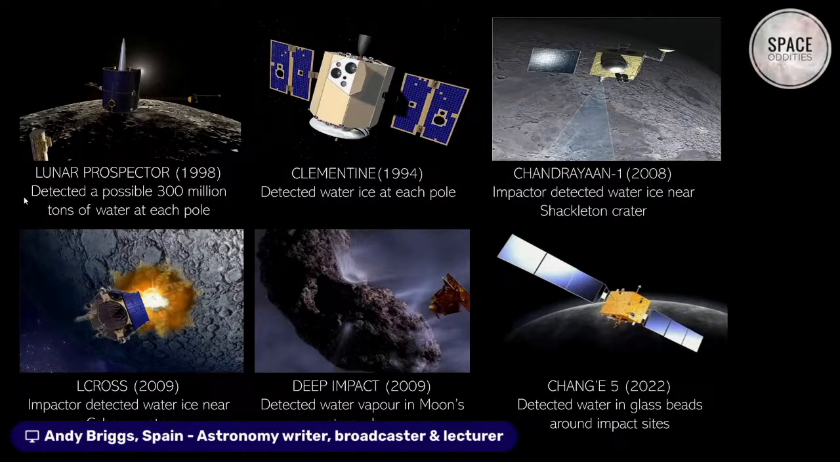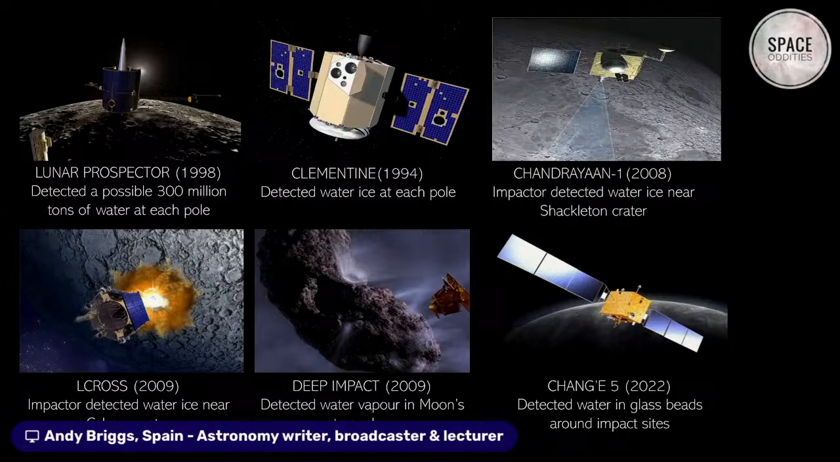The LCROSS mission from NASA, again another impactor, detected water ice near Cabeus crater, another crater at the south pole of the moon. The Deep Impact mission, you may remember, NASA's wonderful mission to ram a probe or an impactor into an asteroid, and that was in 2009. But on its way to the asteroid, it bypassed the moon, and it actually detected water vapor in the moon's atmosphere. And if you're going to turn around and say that the moon hasn't got an atmosphere, well, yes, it has. It's just a very, very thin one. But the Deep Impact mission detected water vapor in that atmosphere.